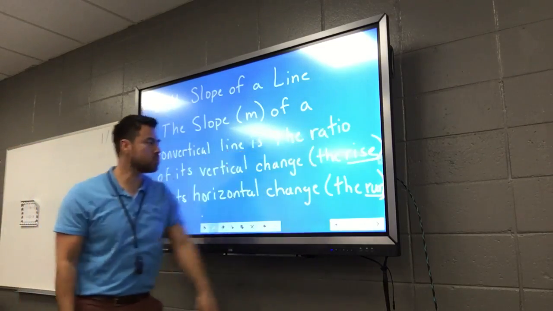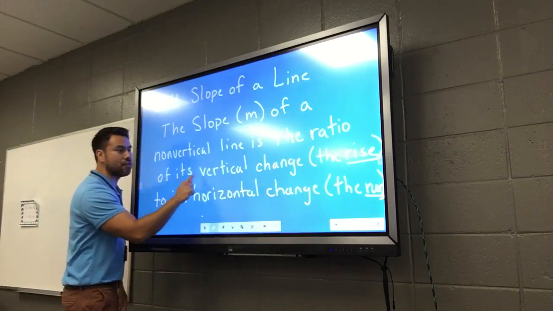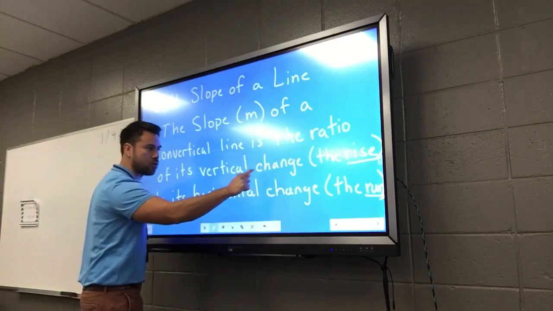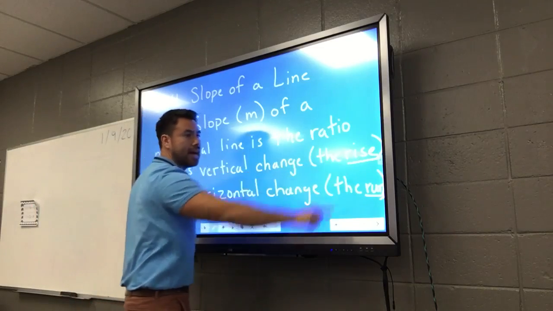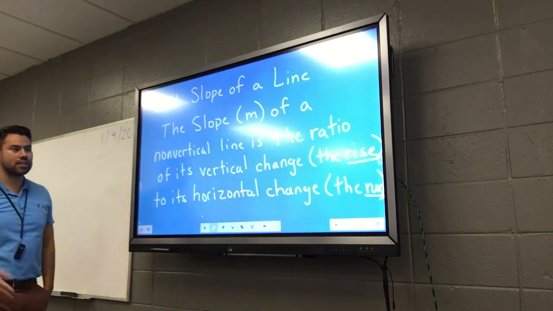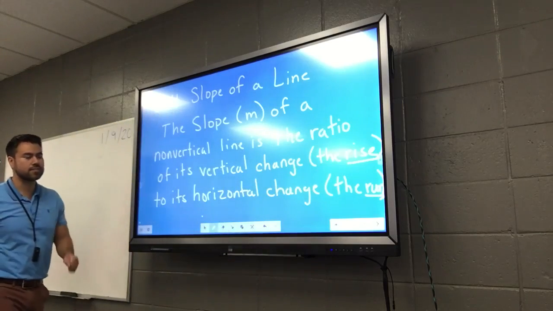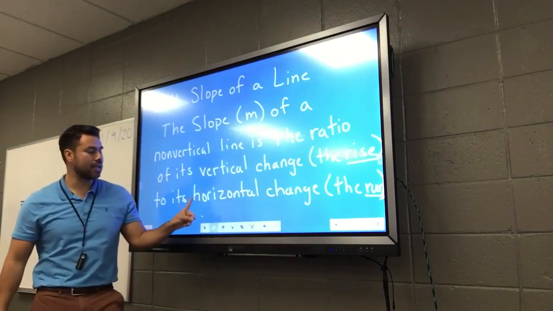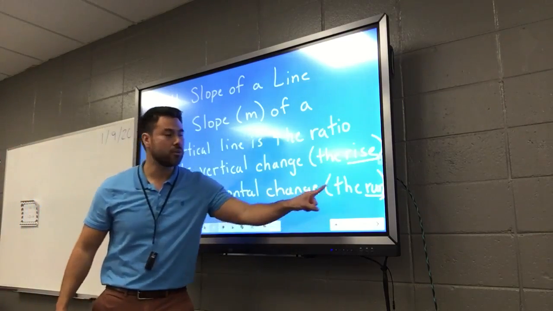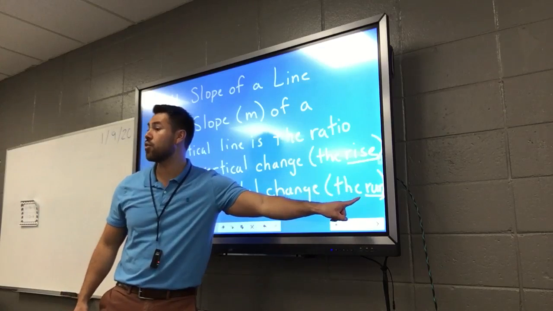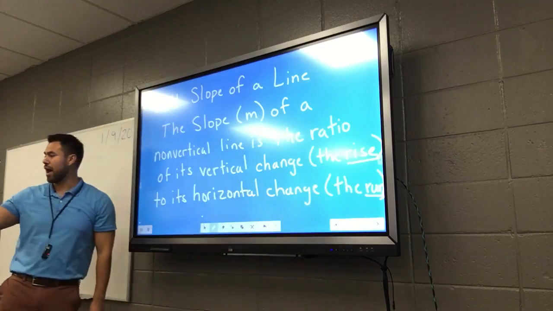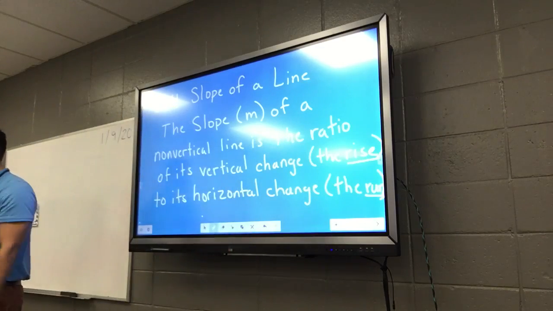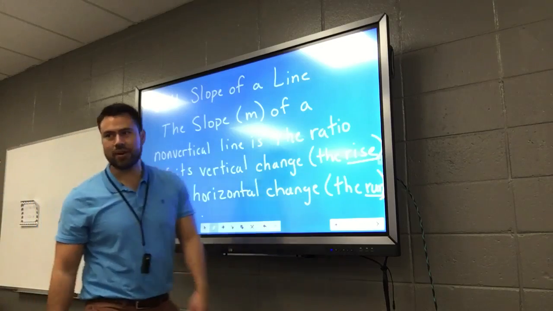What are the two numbers? The first one is the vertical change. What's another way of saying that? The rise. You're going to get used to what I mean by rise during this lesson. The second number we're comparing is its horizontal change, which we call the run. R-U-N, the run. We're comparing rise and we're comparing run. Let's see if you guys can get this down. Ready?